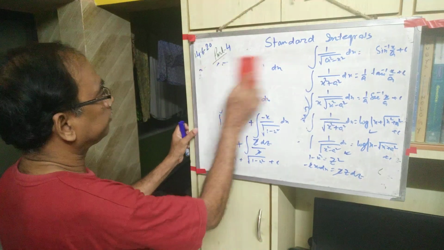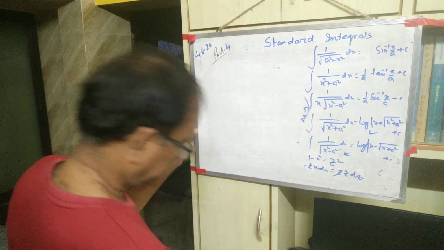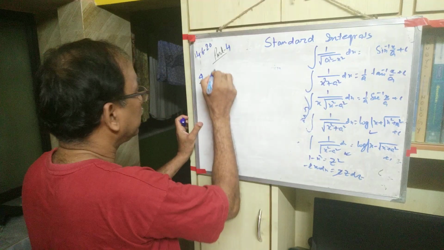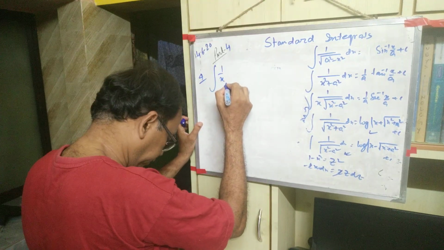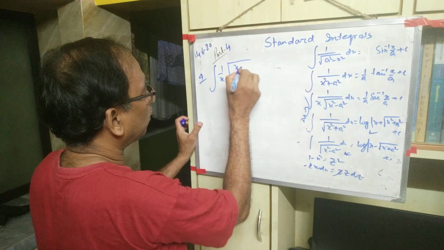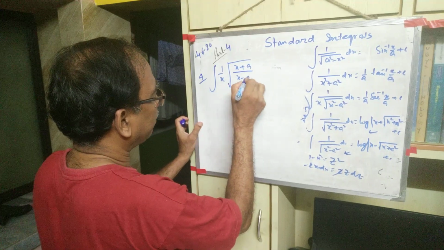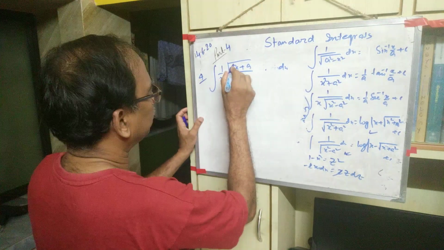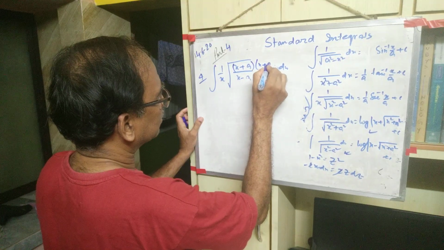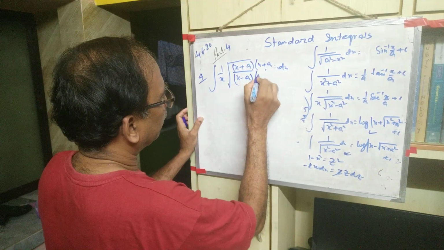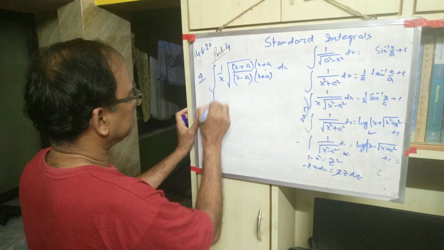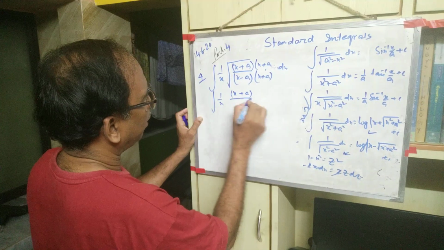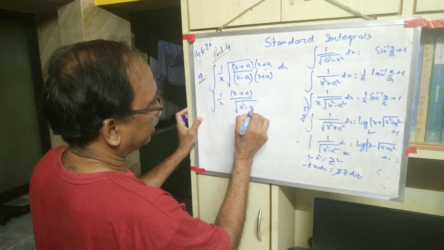Sum number 4. Integration 1 by x root over of (x plus a) by (x minus a) dx. Now similarly, just like the previous sum, rationalizing, that is x plus a multiply numerator and denominator, that is integration 1 by x, this is whole square, that is (x plus a) by square root of x square minus a square.